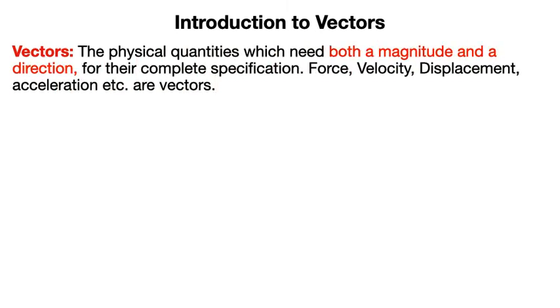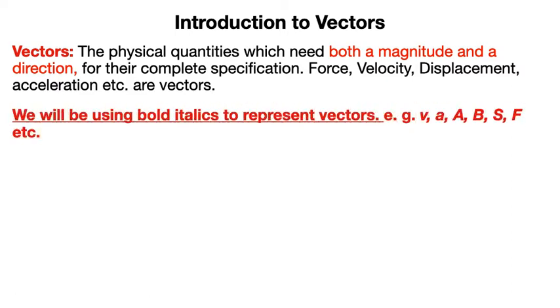Vectors are the physical quantities which need both magnitude and direction for their complete specification. That is, in contrast to scalars, vectors will also have a direction, plus a magnitude, which means a number like the scalars. Force, velocity, displacement, acceleration, etc. are vectors.